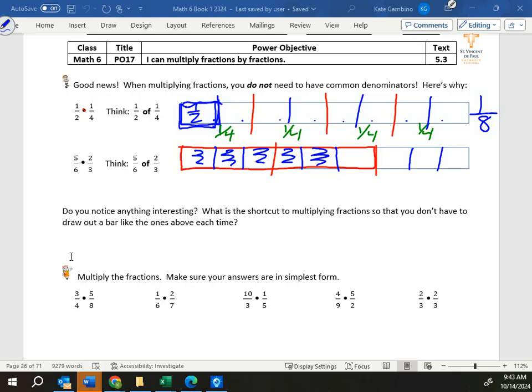So, Aiden, what I'm doing up there, I want you to do on your paper. Alyssa, what I'm doing up there, you do on the paper. 5 out of the 6, and I noticed that I cut each of these sections into thirds to make those 6 pieces. What do you think my final answer is going to be?